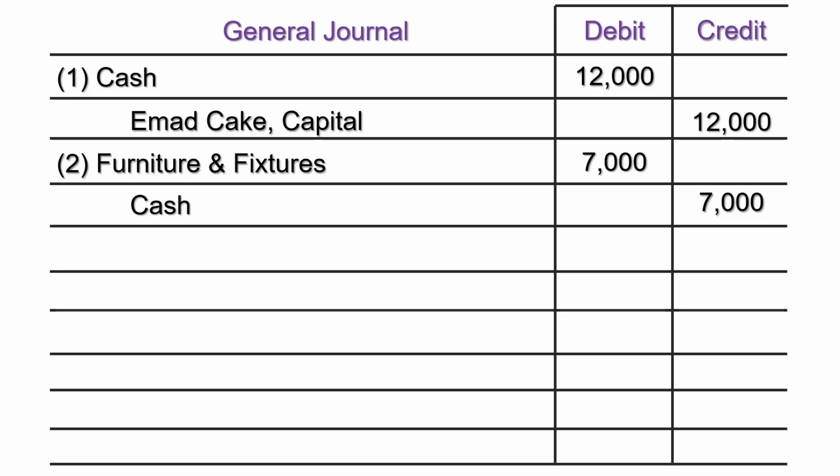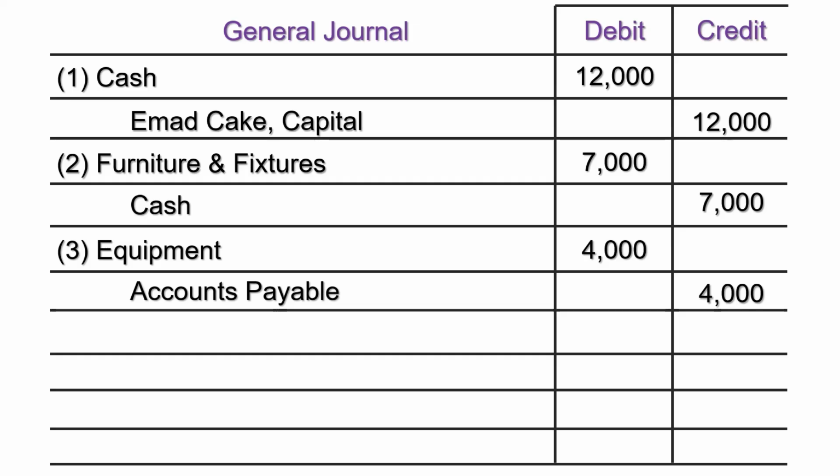This transaction shows the cafe buying equipment on credit. So we debit equipment to record the asset and credit accounts payable because the amount is still owed. In transaction 4, Emad received $15,000 in sales income. Here, the cafe earned $15,000 from sales. We debit cash to show the money received and credit sales revenue to record the income.